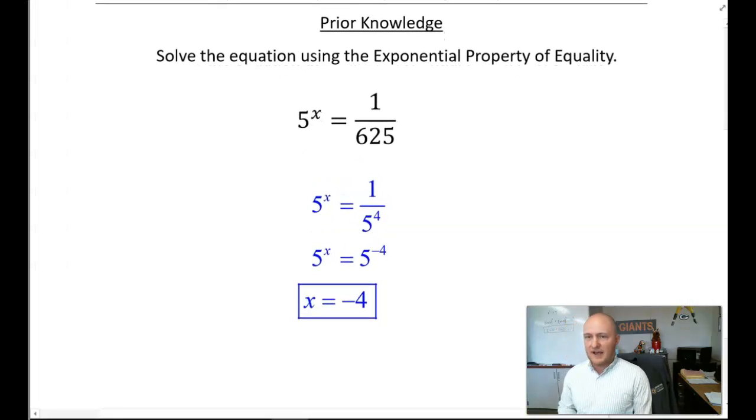625 is 5 to the power of 4. So if you make 625 into 5 to the power of 4, in order to make this base 5, you have to use the negative exponent property. So you're just going to apply a negative to that 4. And then if the bases are the same, the exponents have to be the same. So we get x is equal to negative 4.